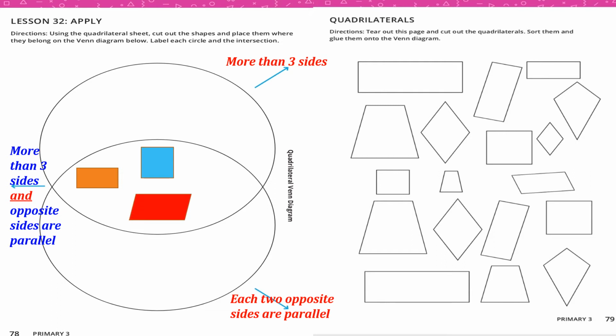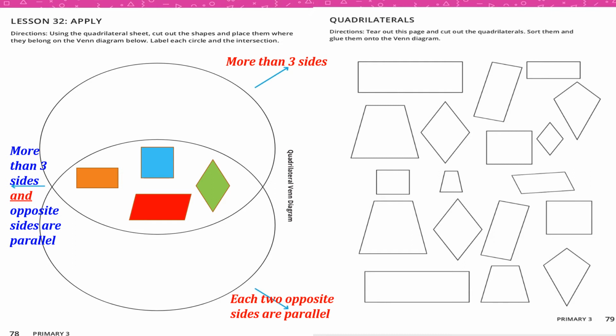The third shape is parallelogram. Parallelogram also has more than three sides and opposite sides are parallel. So I will put it in the intersection area. The fourth shape is rhombus. And rhombus has more than three sides and also each two opposite sides are parallel. So I will put them in the intersection area.